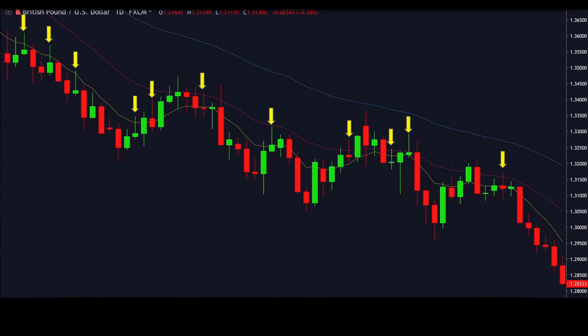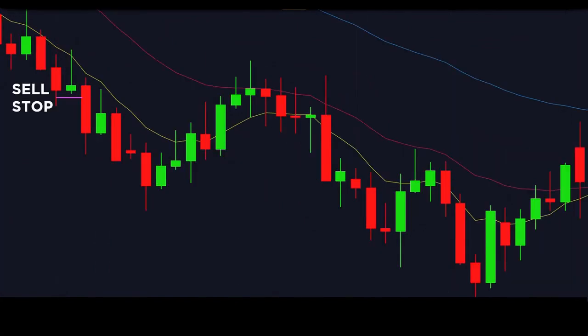Just before we take a quick break, just to go over that again: once the signal is created, the sell stop order is 1 pip below the low of the signal. The buy stop is 1 pip above the high. And then the buy limit order will be 1-to-1.